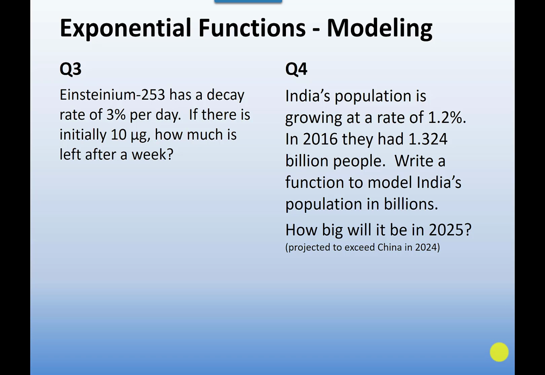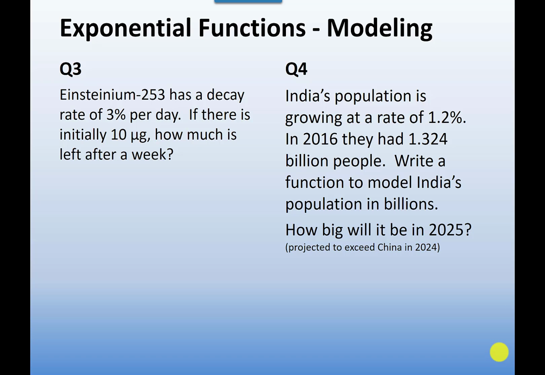All right, let's create some mathematical models based on what we know about exponential functions. Einsteinium is a radioactive chemical, and in this story, I don't know if this is accurate, but it's probably true that it has a decay rate of 3% per day. So the molecules are giving off electrons and it decomposes with time. If we start with 10 micrograms, how much Einsteinium will we have after a week?